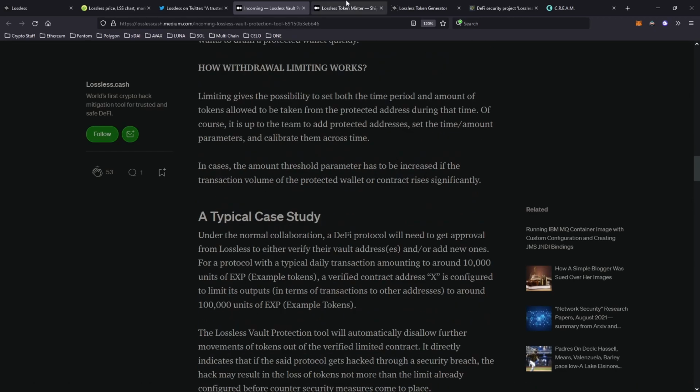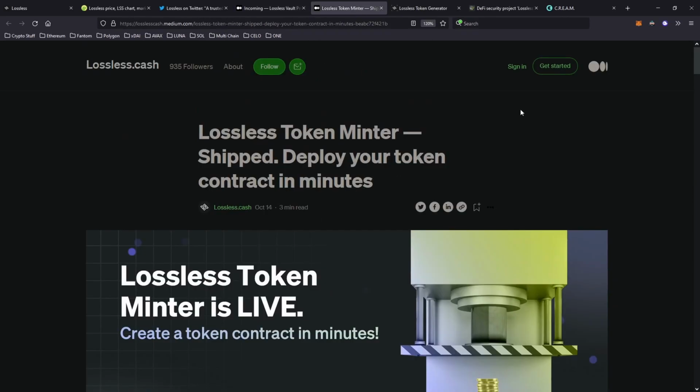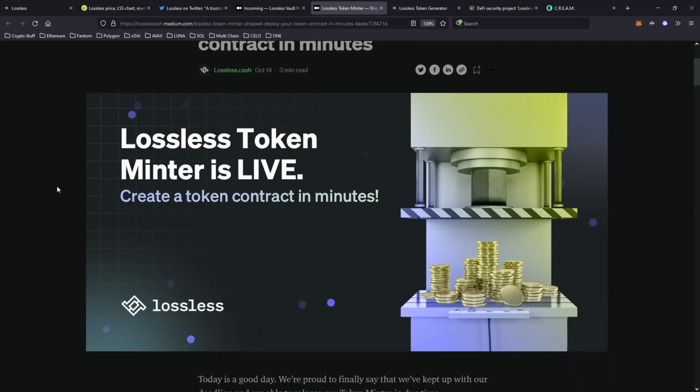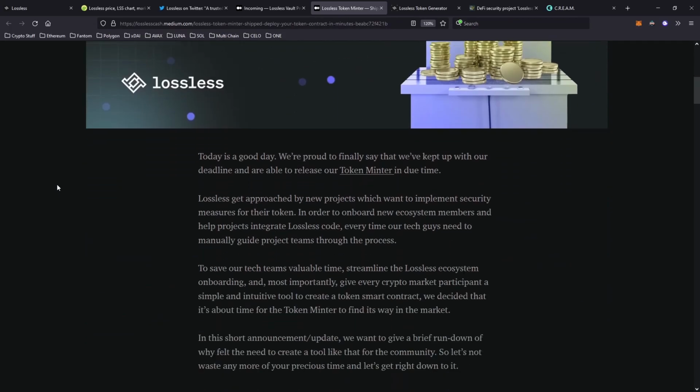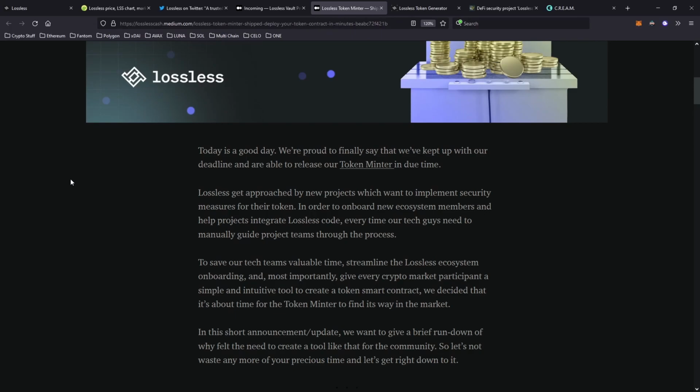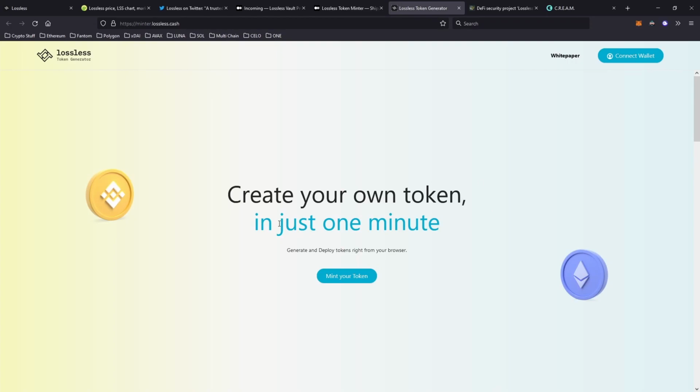Now moving on to something that does actually exist, we've got the Lossless token minter. Let's say you're a team making a new token and you have no idea how to code. You could come over to the Lossless token minter and mint your own token in a couple of minutes. Let's hit up the page now. There we go: create your token in just 1 minute. If you create your token in here, this gives you the protection you need from hacks or something an audit might not pick up.